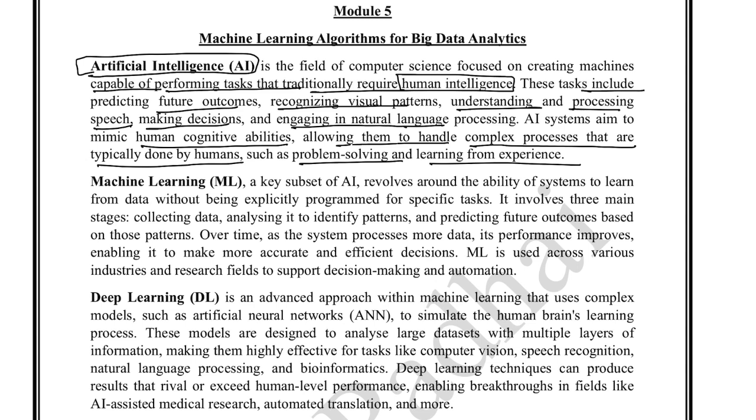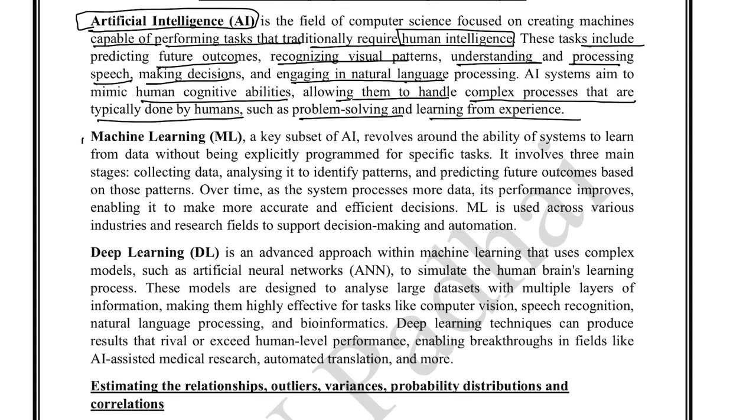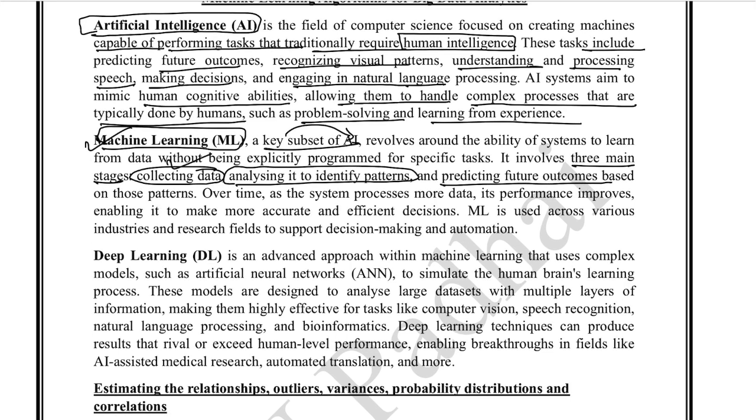Now, how human cognitive abilities? Because the complex tasks which are done by humans are also done with the help of AI, such as problem solving and whatever they're learning from their experiences. Next is machine learning. ML is nothing but a subset of AI. Okay, so it mainly involves three main stages. First is collecting the data, analyzing to identify the patterns, and then predicting the future outcome. Main stages: first is collecting the data. You are analyzing to identify the patterns, and then you are predicting all the future outcomes based on the patterns. So these are the main three stages.